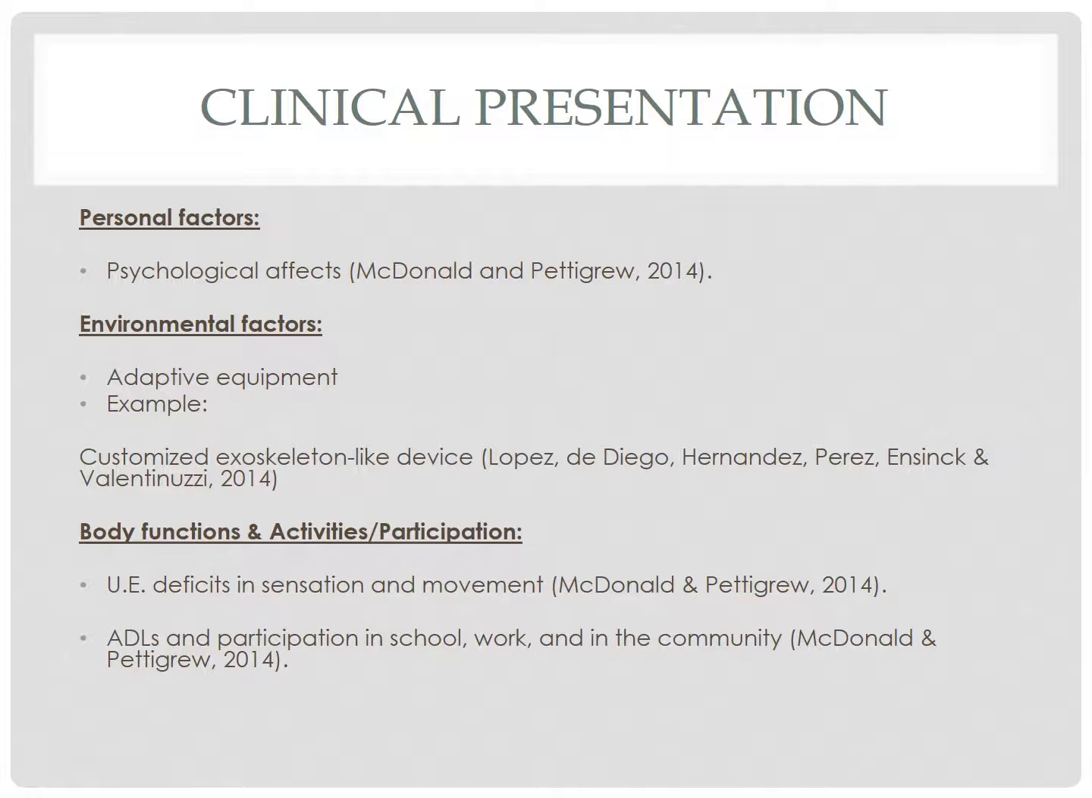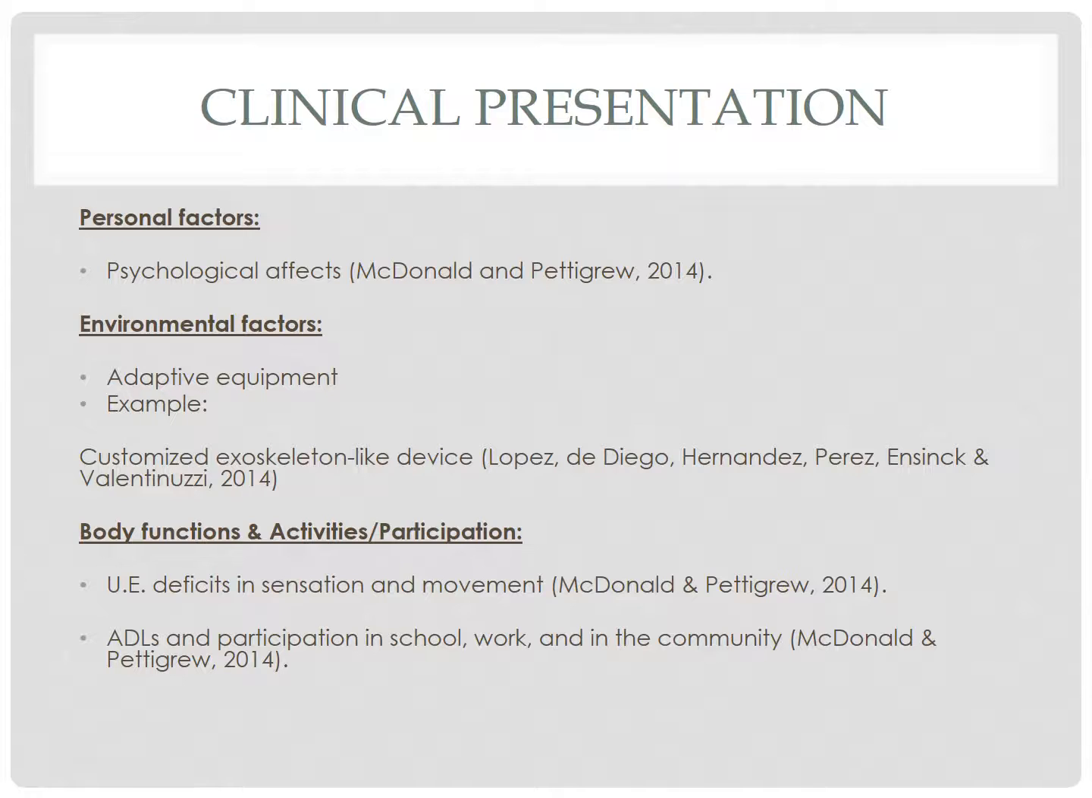Environmental factors can be affected, but adaptive equipment can help, as I mentioned. This can start out from very simple adaptive equipment to very complicated and high-tech adaptive equipment, such as a device that I found in an article called a customized exoskeleton-like device, and this was actually found to be pretty effective in getting the upper extremity to move properly and functionally.